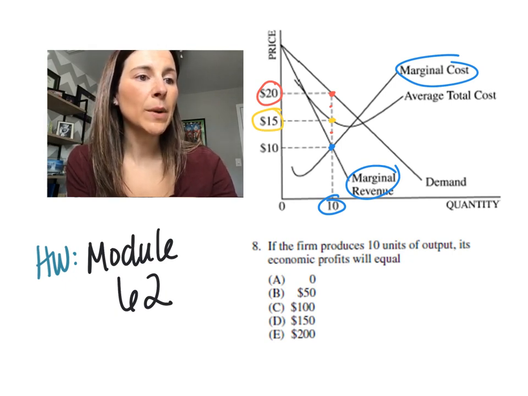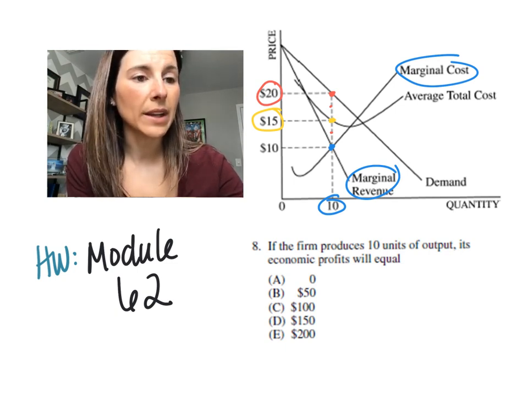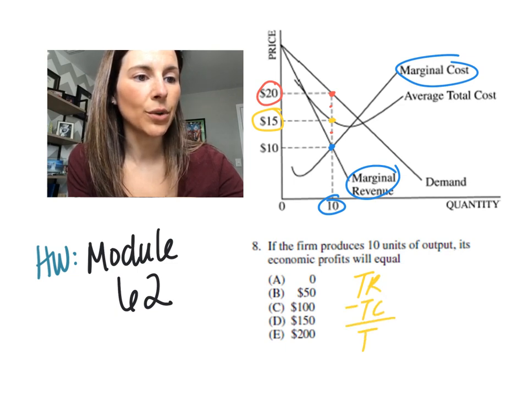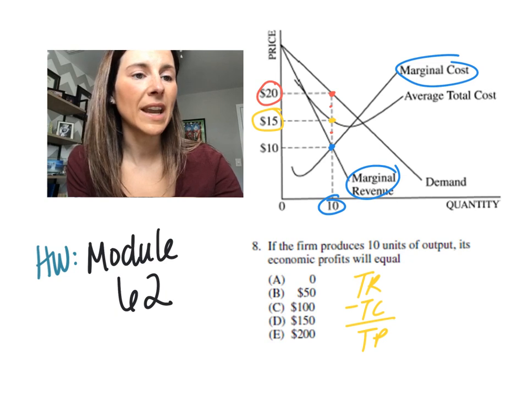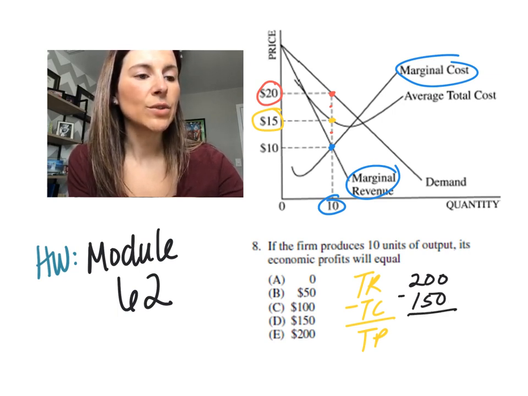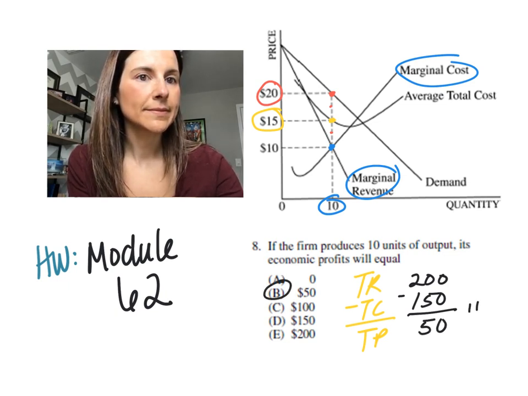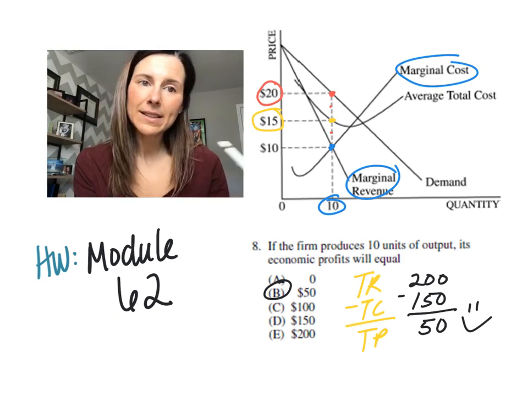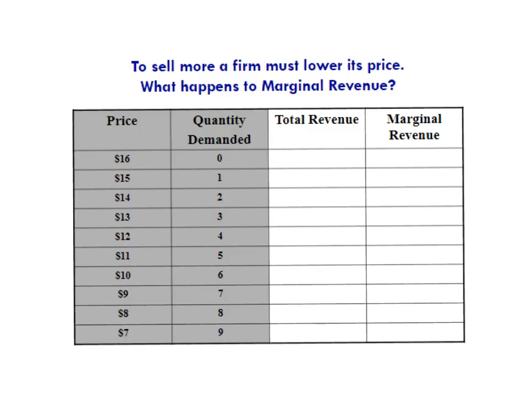All right, so it says if the firm produces 10 units of output, it's economic profit. So also don't forget economic profit. First of all, it's total revenue minus total cost equals total profit. In this case, the total revenue would be the 20 times the 10, so that would be the 200. Total cost would be 15 times the 10, which would be 150. So total profit would be 50.